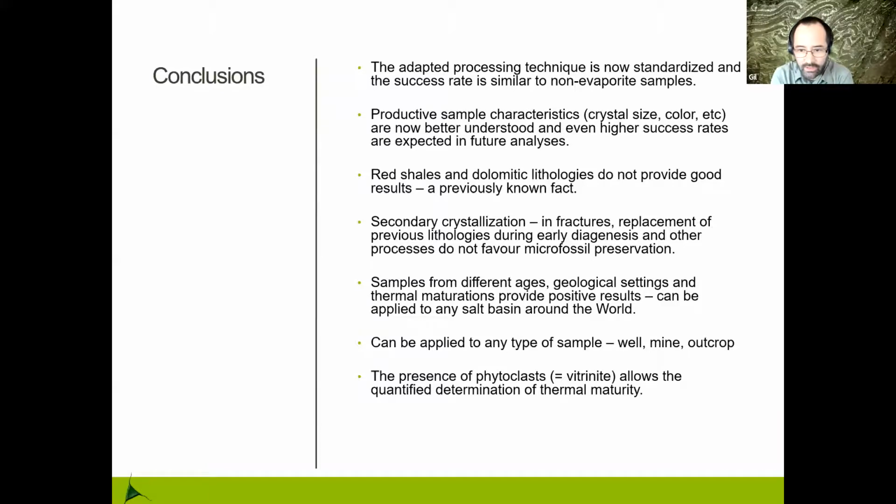Samples from different ages, geological settings, and thermal maturations provide positive results. We've seen early Jurassic, Miocene, and Permian examples, and they all seem to work as long as you select the samples correctly and process them correctly. Then you're likely to have good results. Mobile salts, non-mobile salts, very poorly thermally matured to heavily matured, like the example we saw from the Zechstein salt, they all seem to work. So I think the main conclusion is that this can be applied to any type of sample.